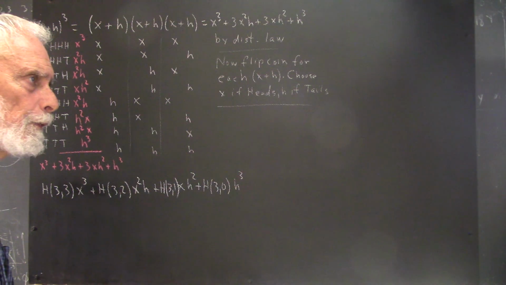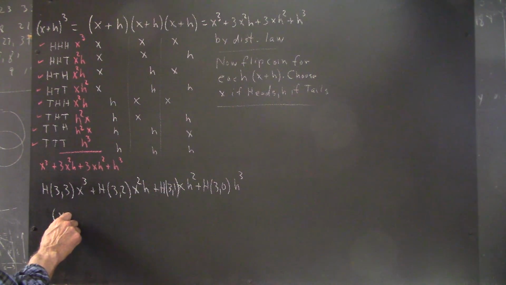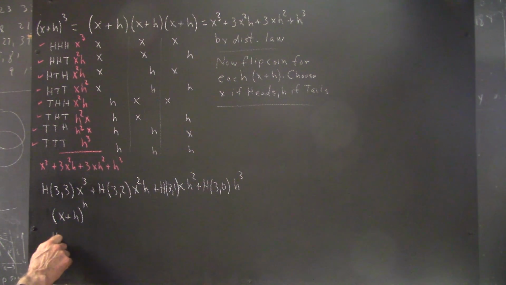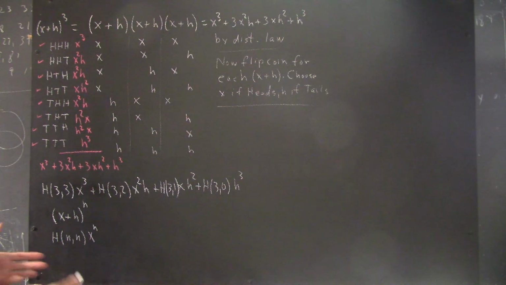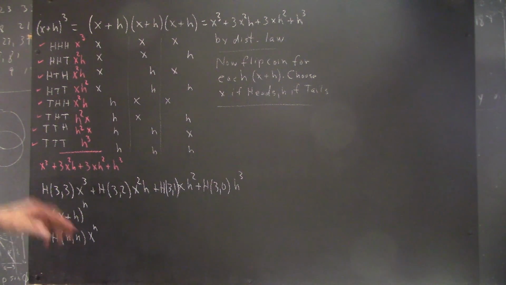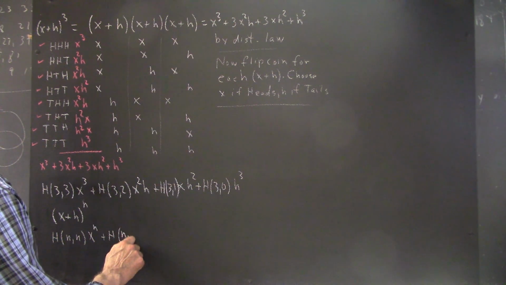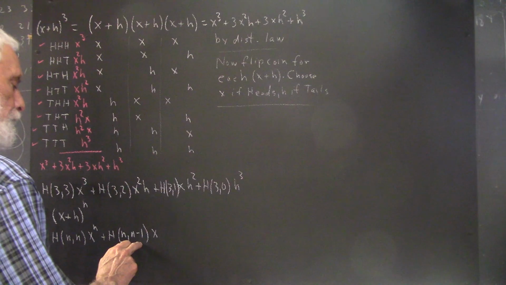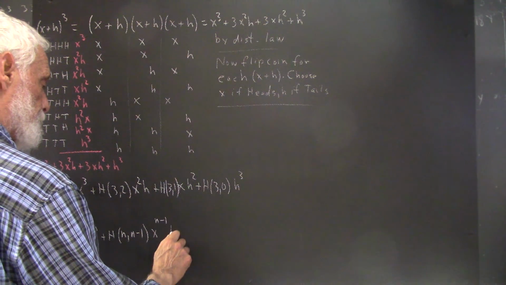Well, if we want to write x plus h to the n, we just write C of n, n times x to the n, because, well, C of n, n is the number of ways we get all heads. There's only one way to do that, but if we do, we get all the x's. And then we have plus C of n, n minus 1 times what? Well, if we get n minus 1 heads, then we're going to have x to the n minus 1, and the remaining one is going to be a tail, so we're going to have an h.